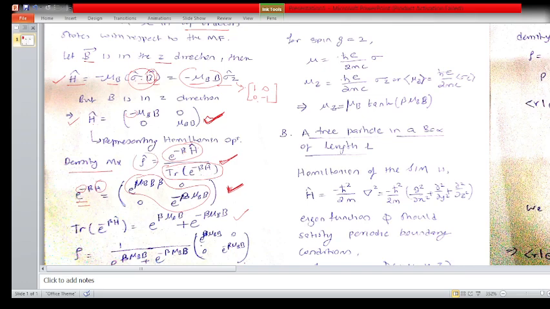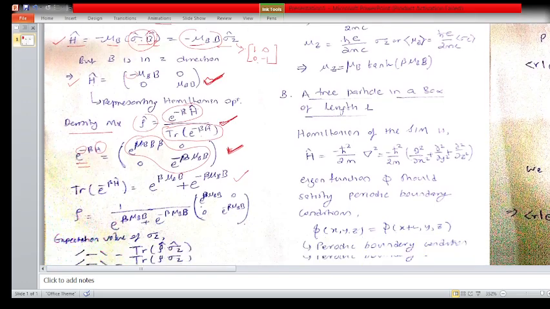So the density matrix will be like this: rho is equal to 1 divided by e raised to beta mu b B plus e raised to minus beta mu b B. This is the trace of that matrix, times that particular matrix, with e raised to beta mu b B, 0, 0, e raised to minus beta mu b B. So this is the density matrix representation for that particular case where we have a single electron in a magnetic field B.